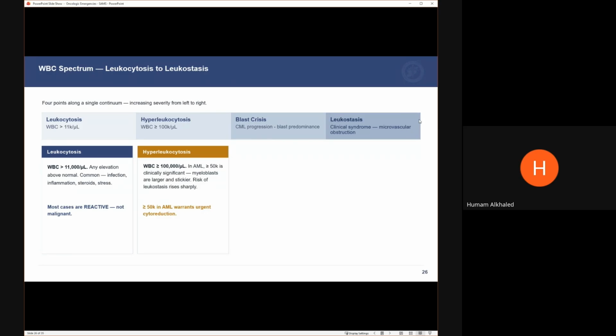Hyperleukocytosis is different. This is when we have a white blood cell count over 100,000. In AML, the definition is a little bit different. It's when we have a white blood cell count over 50,000 because the myeloblasts are large and stickier than other lymphocytes, and they block small blood vessels much more effectively at a lower count. So that's why the definition is a little bit different.